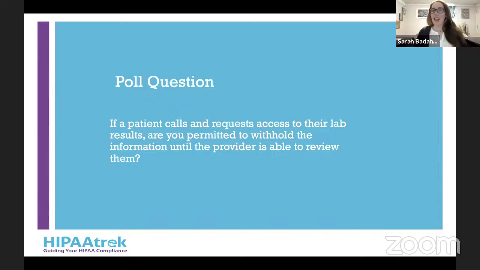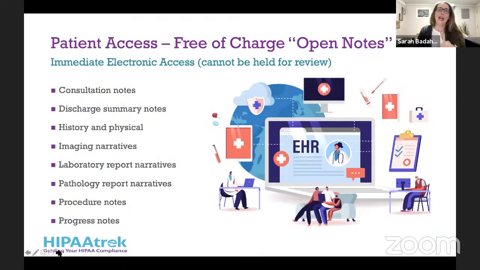So this one, everybody who answered it depends was correct. This is one of those areas where it's really going to depend on whether it falls underneath an exception. But generally speaking, if it is general lab results, like a basic metabolic panel or a CBC, then you would not be able to hold that information until the provider reviews them. And the reason why, on the next slide, is because of open notes, right? So I guess that was a little bit of a trick question because I polled you before I gave you the education.